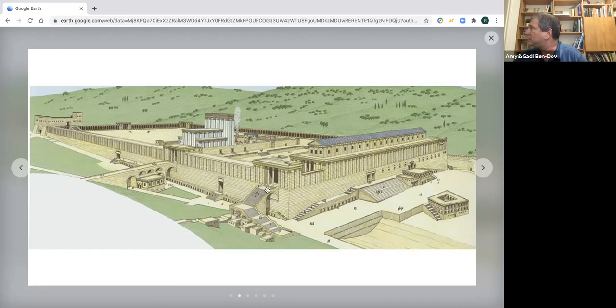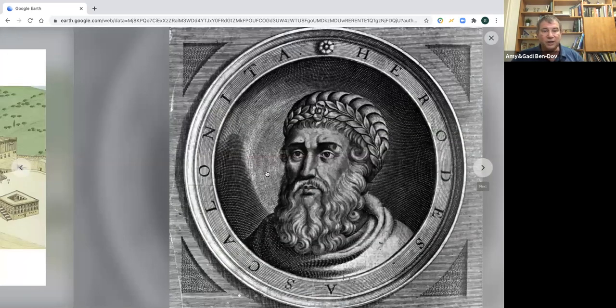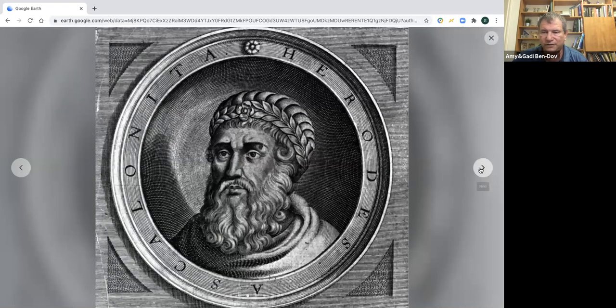This area over here is known as Robinson's Arch. Let's take a look at Robinson's Arch. First of all, this is King Herod himself.